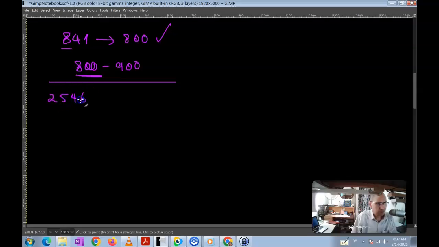Or, for example, 2546, and it's been rounded to 2500, which is correct, rounding to the nearest hundreds, which is this digit over here. The number is somewhere between 2500 and 2600, and of course the number is much closer to 2500, so you would simply round down to 2500.